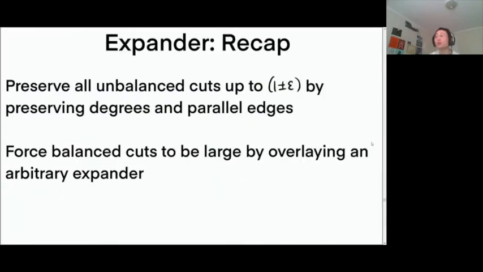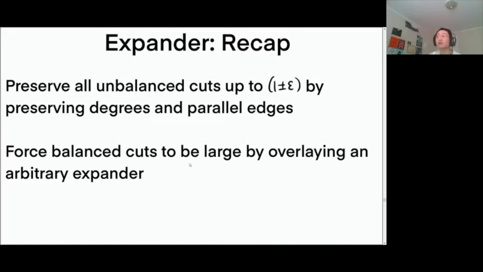So let's recap what we did so far for the expander case. The theorem essentially had two main parts. The first is we preserve all the unbalanced cuts up to a factor 1 plus epsilon. All we need to do was preserve degrees and the parallel edges, and this was an efficient union bound that we were able to satisfy and imply that all unbalanced cuts are preserved.